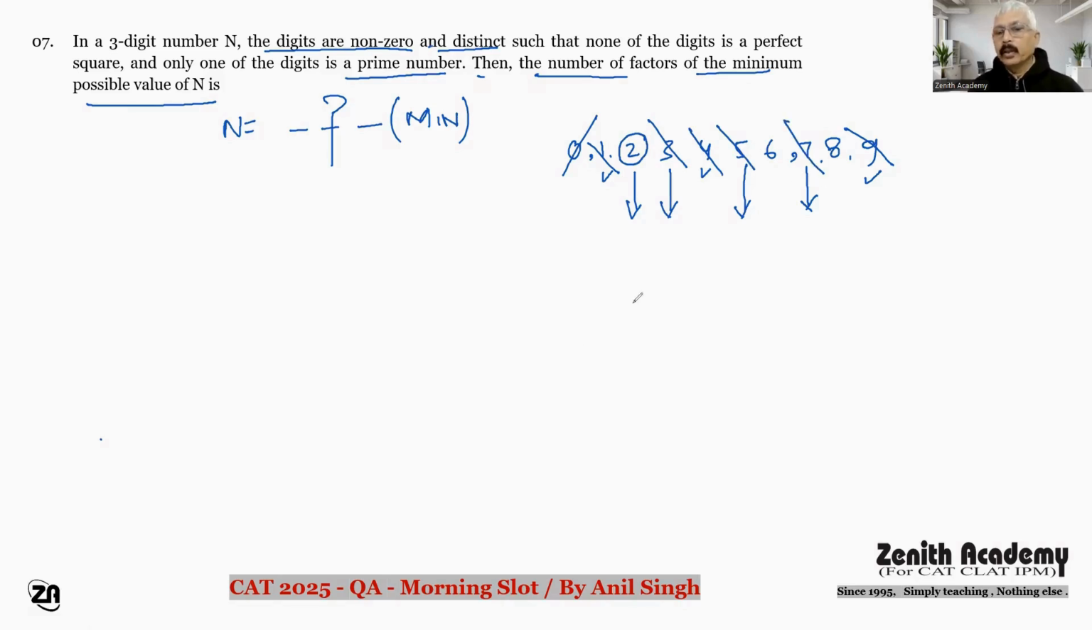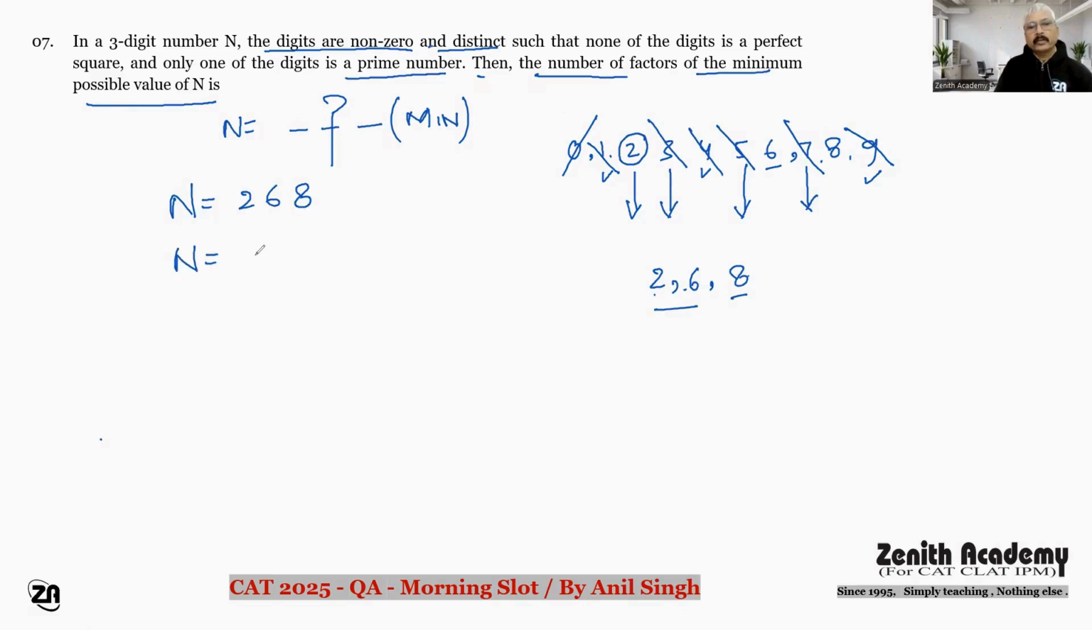So now you are left with 2, this 6 and this 8. By using these three numbers 2, 6, 8, you can make a 3-digit number, 268. And now we need the number of factors of this minimum possible value.